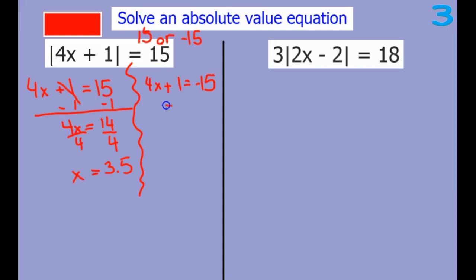Over here we need to subtract 1 from both sides. What we're left with is 4x equals negative 16. So if we divide by 4 and divide by 4, x would then equal negative 4. So we know that x could either equal 3.5 or x could equal negative 4.